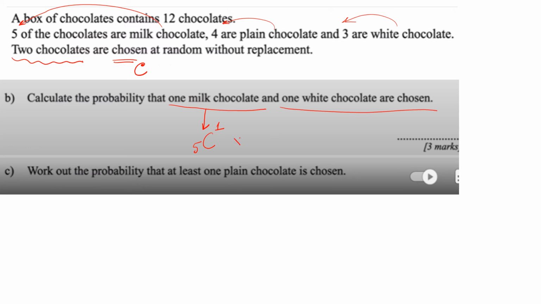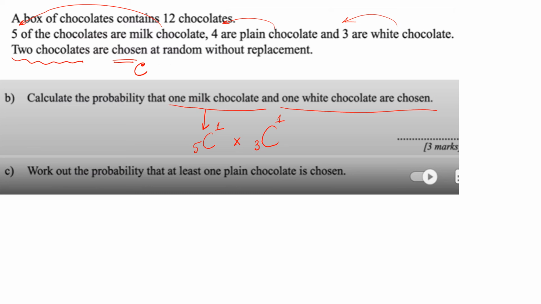And means multiply. One white chocolate. How many total white chocolates are there? There are 3 white chocolates, and you have to select only one. Now please, normally students make the mistake of writing 12C1 and 12C1. That is wrong, and that leads to the wrong answer. So please remember this situation.